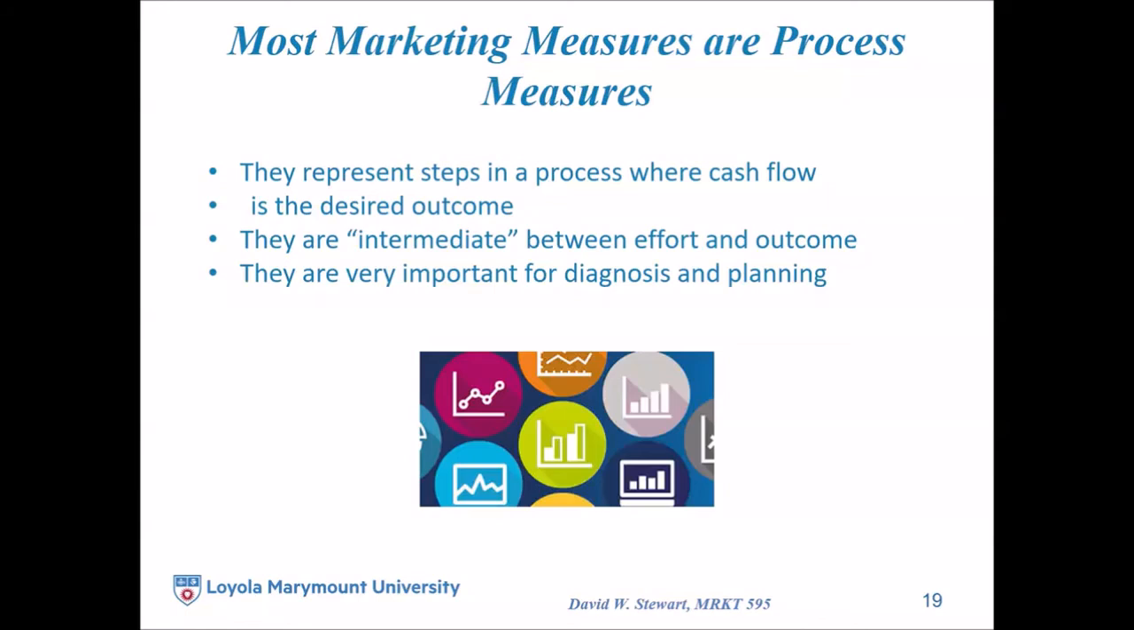I won't get any cash from a customer who doesn't know about my product. I won't get any cash from a customer who can't get my product. So these measures are very important for diagnosis and planning. They're also very important for understanding the efficiency of what we're doing. Even if we have reason to believe measures that indicate something's working, is there a more efficient way to get the same result?